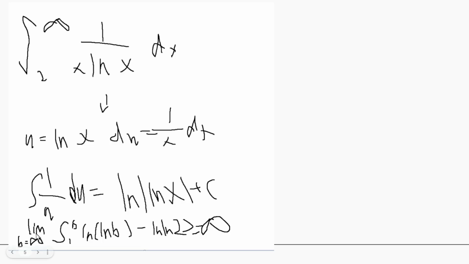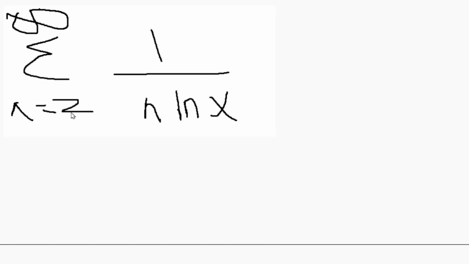What I did here is I said the limit as b approaches infinity of the integral from 2 to b, not 1 to b. It's still going to be infinity over here, and you're subtracting ln of ln 2, so the result is just infinity, because ln ln b grows without bound. So this integral diverges, and then the series would also diverge. Yep, that's it. That's the integral test and the p-series test.